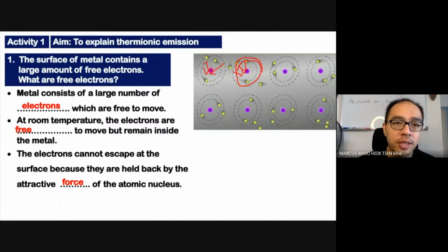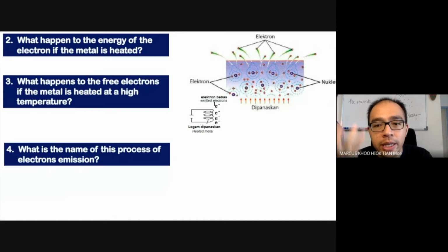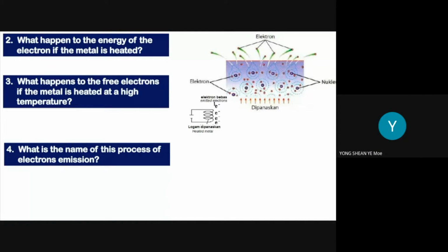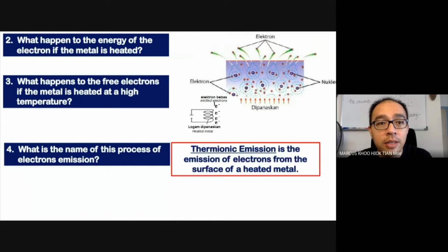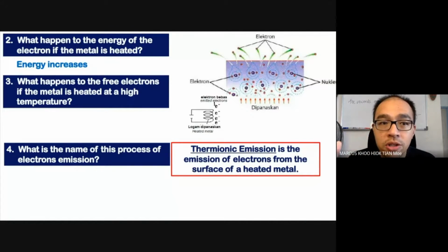So my question to you is this, and we have actually studied this before. What will happen to the energy of the electron if the metal is heated? What do you think? What will happen to the electron's energy when we heat it up? It increases. The energy will increase. Definitely, when you provide energy, when you provide heat to any substance, the energy of that will increase because you're giving it more energy. So the energy of the electron increases.